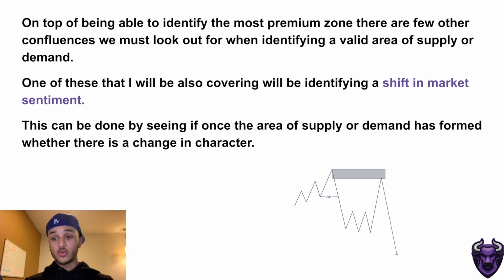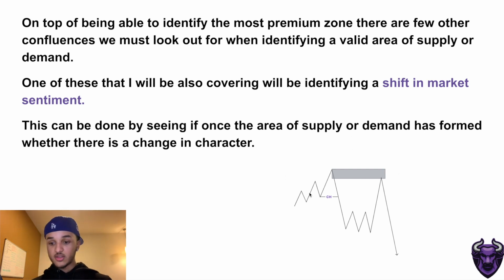So one of these confluences that I'll be covering will be identifying a shift in market sentiment. What I mean by that is identifying whether there's going to be a shift in the market trend, and this can be done by identifying after the supply or demand zone has formed whether it was followed by a change in character.